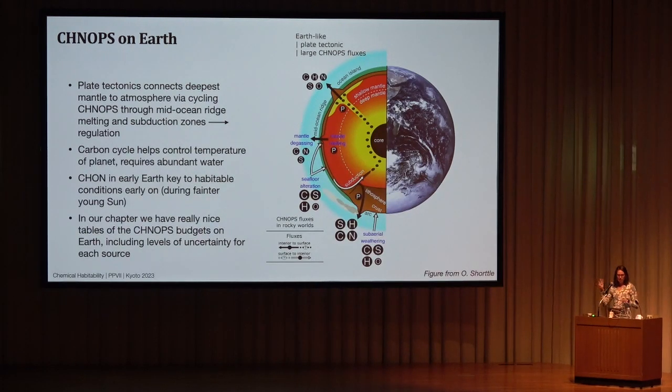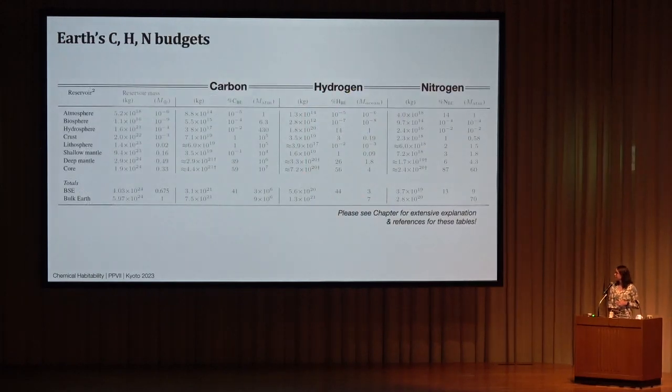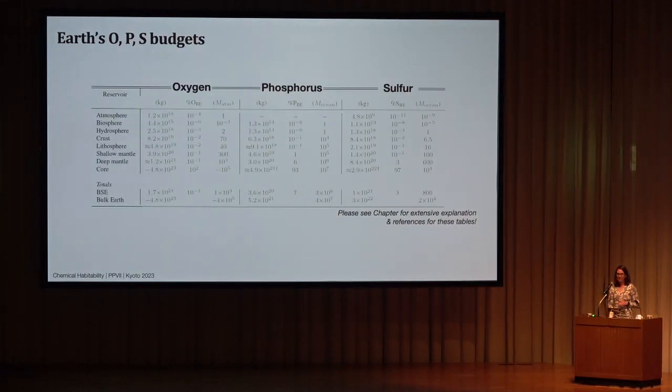In our chapter, we have a really nice set of tables that outline the different SHNOPS budgets on the planet, including levels of uncertainty. I don't have time to go over them here, so I'm going to just flash them really fast, and I sort of blurred out the numbers so you can't try to read them.